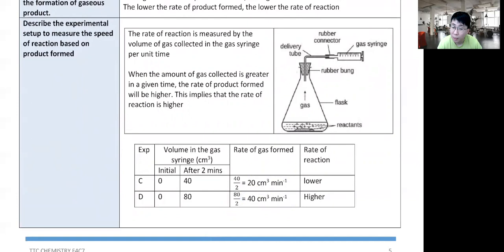So again, look at the number. Which is the bigger number? You can see that 40 cm³ per minute is larger than 20 cm³ per minute. Experiment D has a higher rate of reaction compared to experiment C.